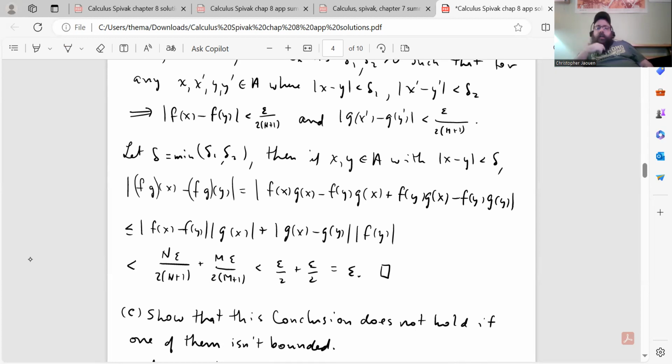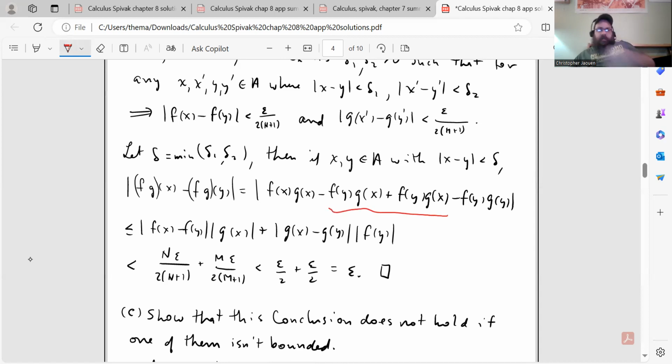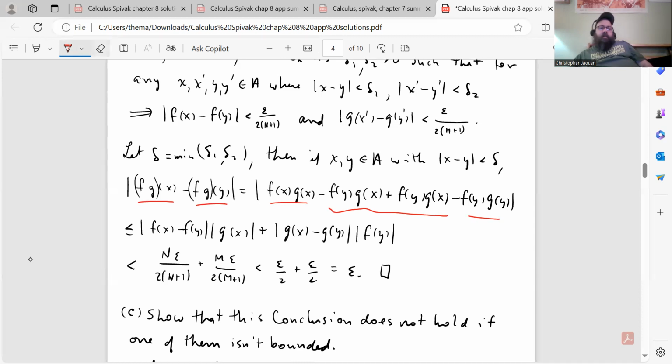Then if x, y are in A with absolute value x minus y less than delta, then in absolute value fg of x minus fg of y is equal to in absolute value f of x g of x minus f of y g of x plus f of y g of x minus f of y g of y. This is a pretty standard trick. I've done this already a bunch of times in the book, but this sums to 0, so it doesn't change the value of anything. And then this is equal to this, and this is equal to this, just by the way we define function multiplication.